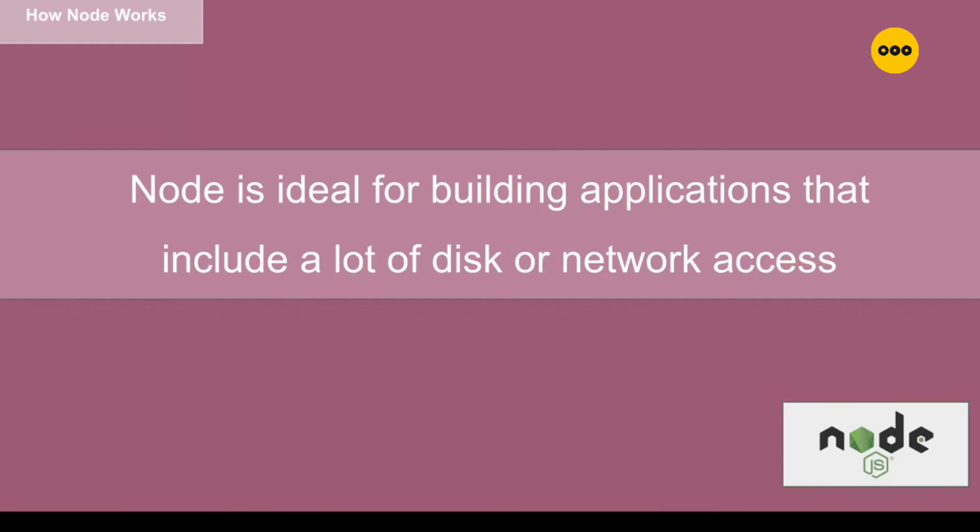I mentioned that Node is ideal for building applications that include a lot of disk or network access. When you talk of disk, we're talking about a file system, accessing your files on your system. On Windows, you go to This PC, disk C, disk D, and then you'll be able to open your documents folder, open your downloads folder. So when you want to build an app which accesses those file systems, Node is ideal.